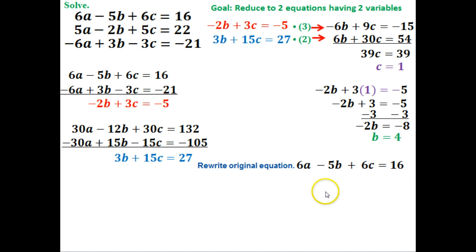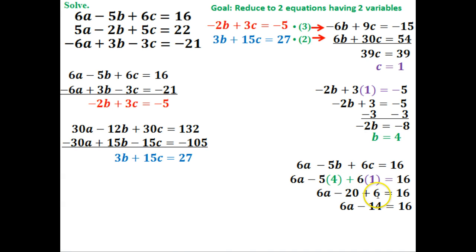Now that I have that, I'm going to plug in 4 for b and 1 for c. Okay, so here's my 4 for b and my 1 for c. And now it's just a matter of simplifying this. Negative 5 times 4 would give me negative 20. And 6 times 1 would give me 6.